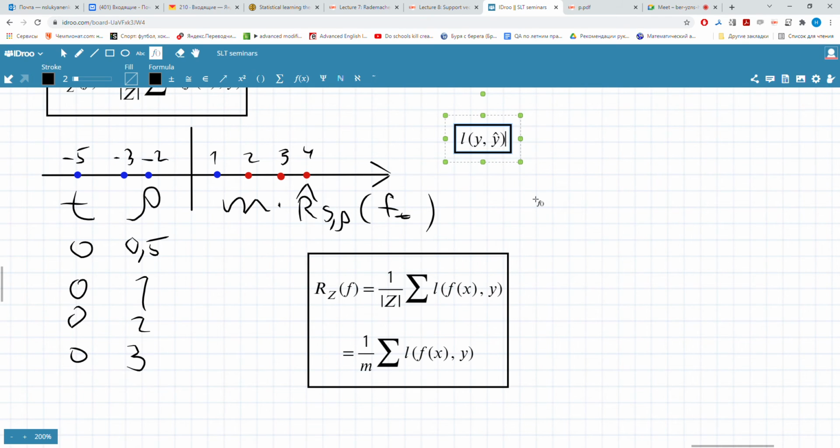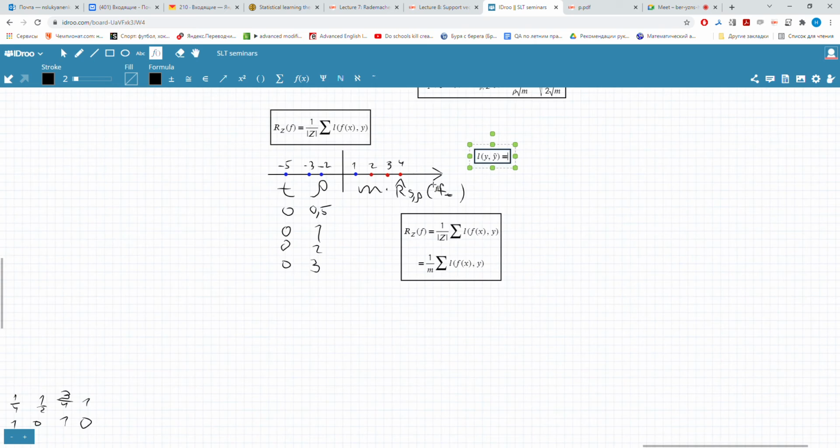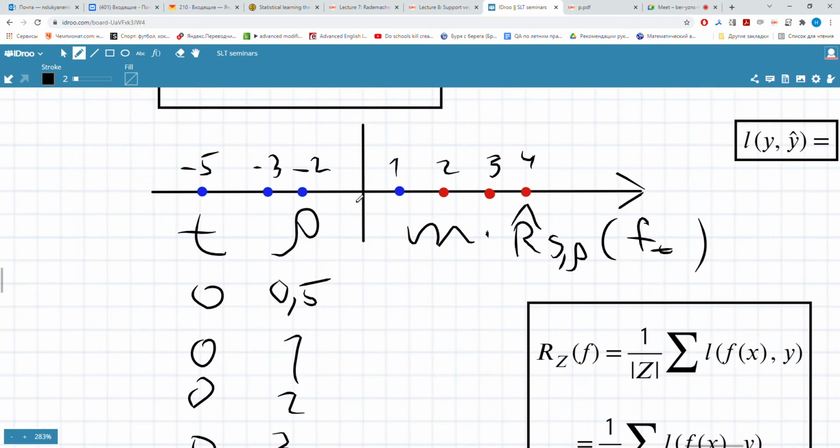Sorry, what is rho? Rho is the margin, the size of the distance with no penalty. It is a tube in which we are not sure how to classify this element. Sorry, one second, I will return in a minute.